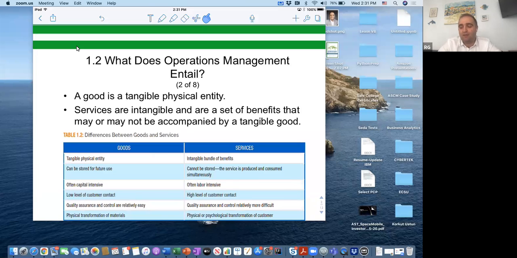So let's start with one of the first important topics that we should be aware of when it comes to operations management and supply chain management. We should be very familiar with the product that a company is offering to its customers. That product can be a tangible product. If that's tangible, then we call it goods, right? And if it is non-tangible, then we call it services.